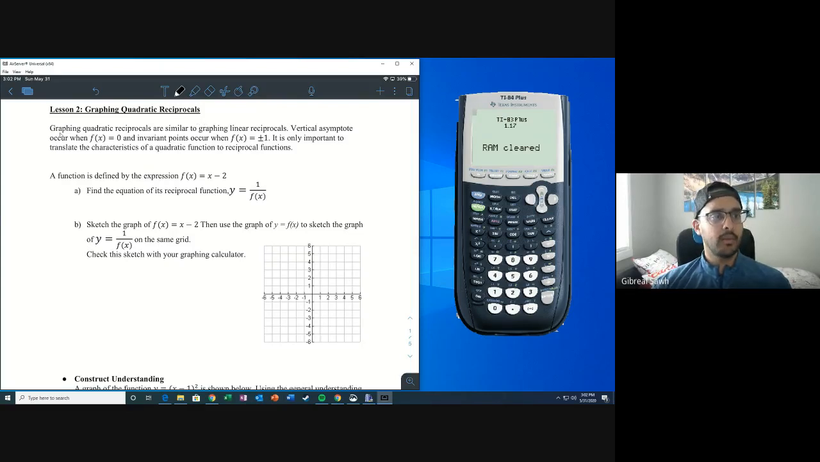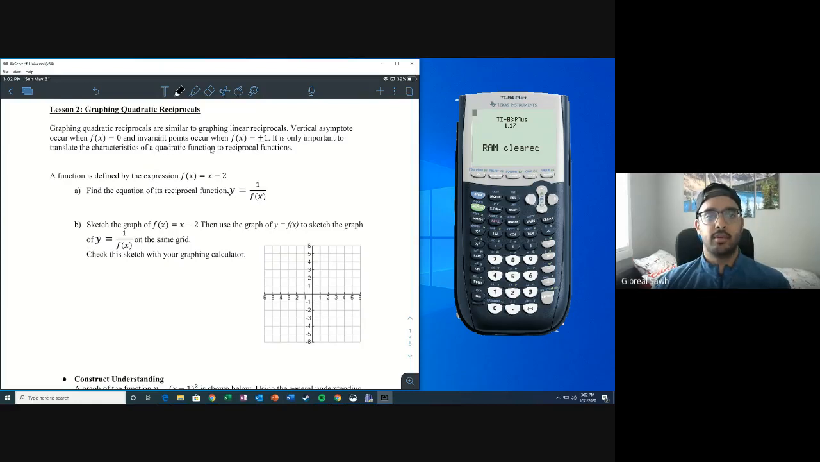So when we go to graph quadratic reciprocals, this is very similar to graphing linear reciprocals, okay? Vertical asymptotes occur when the value of that function is equal to 0. Okay, that's your x-intercept, because when I go to divide that, essentially to flip it, I'm going to take 1 divided by that value that makes it 0. That gives us a problem, so I can't really do that.